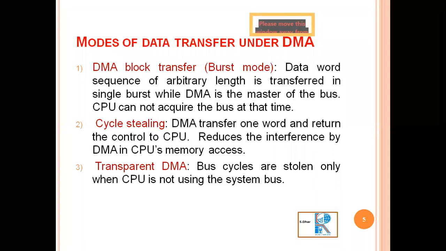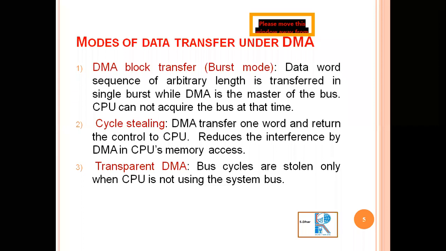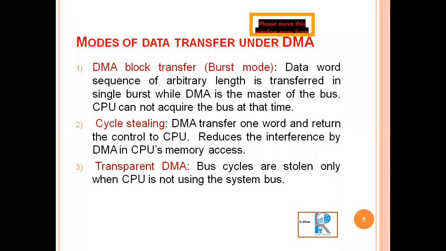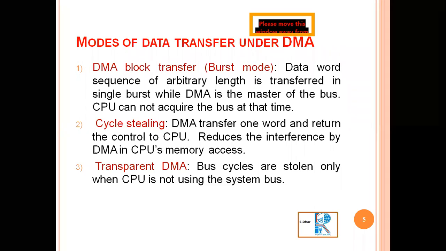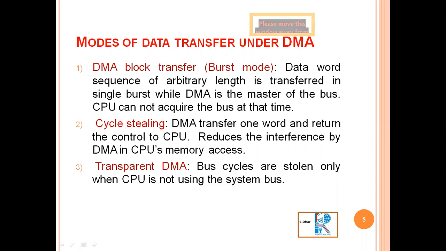The meaning is that after transferring the total block, only then can the CPU regain the bus for transferring the data from register to memory. That is called the block transfer mode or burst mode. Okay. The second one is called the cycle stealing mode. What happens in the cycle stealing mode? Here DMA transfers one word and returns the control to the CPU.